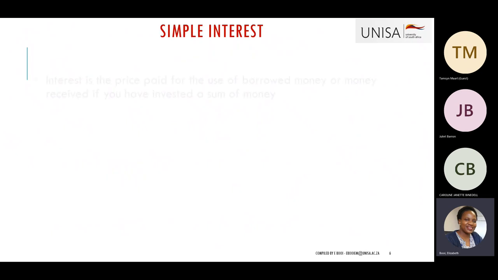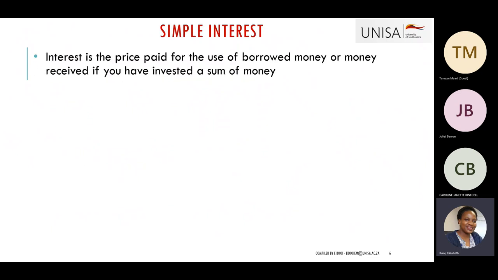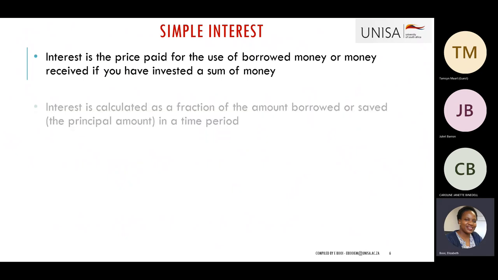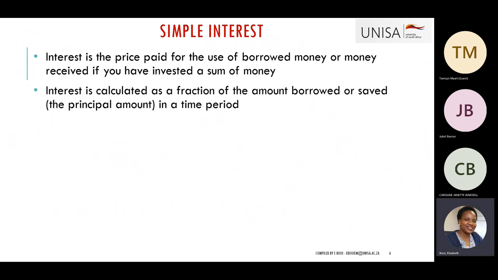Simple interest is interest you pay when you buy or when you borrow or when you invest. When you save money or borrow money, then you pay interest on it. That will be your simple interest. You only pay it once off at the beginning of the term. So it gets calculated at that point. It is calculated as a fraction of the amount you are borrowing.